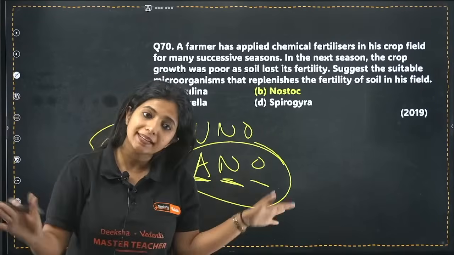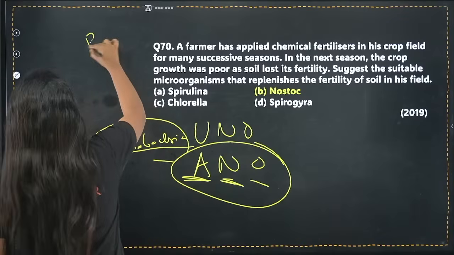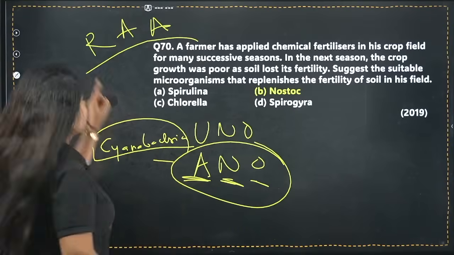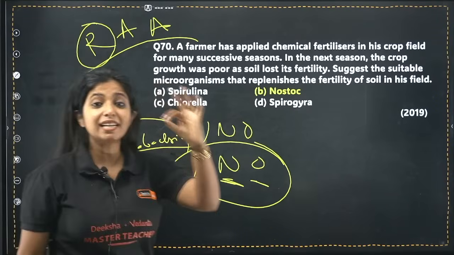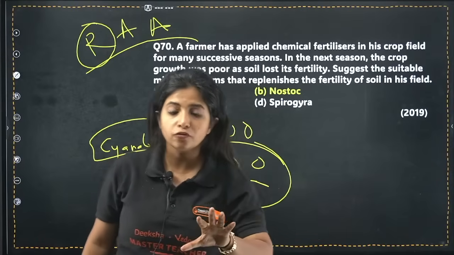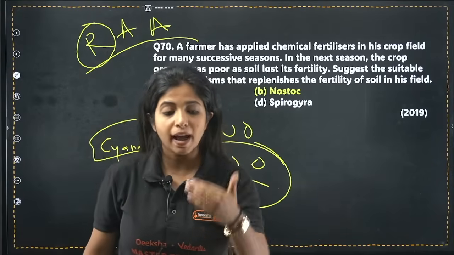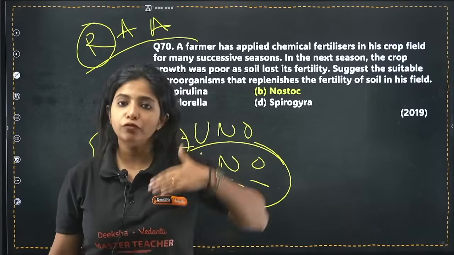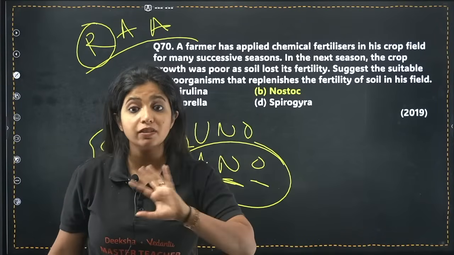Now you have normal bacteria also. What are the normal bacteria? Rhizobium, Azotobacter, Azospirillum. Rhizobium has a symbiotic association with the plants. This is a normal bacteria. It cannot prepare its own food. Basically, they have symbiotic association with the plants. They fix nitrogen for the plants. What does the plant give back? Plant gives food, protection, everything. They have a symbiotic association.